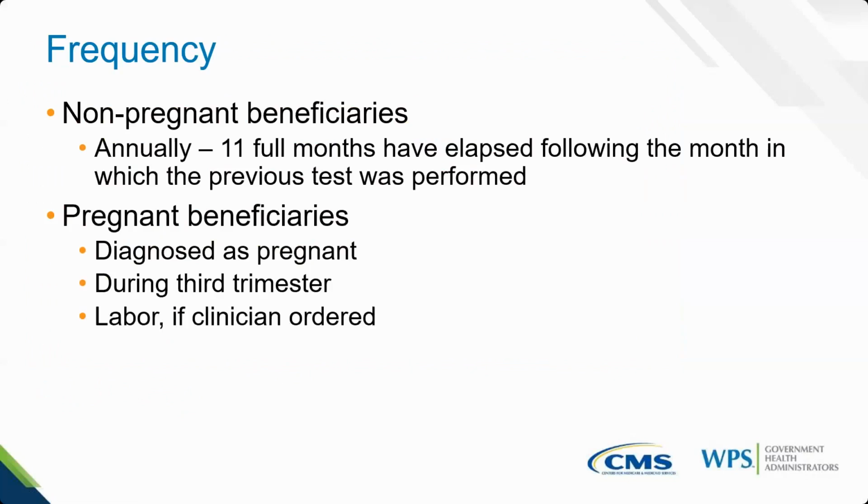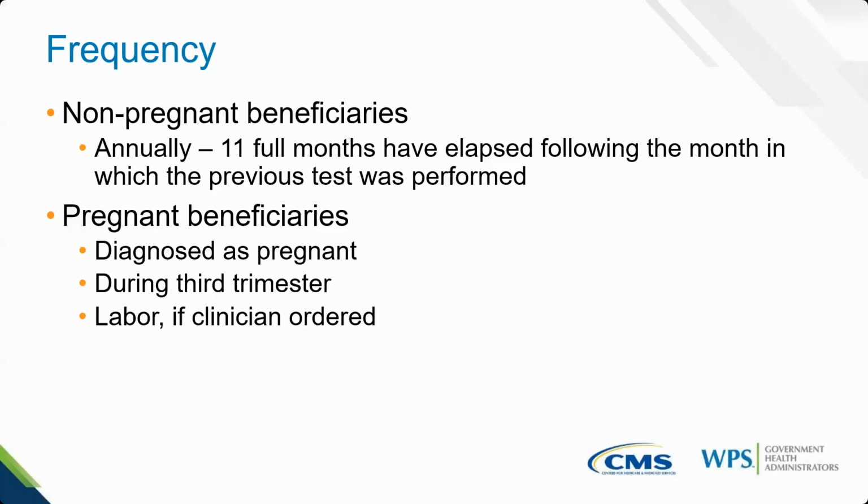I'll take a moment to go into a little more detail regarding frequency. For non-pregnant beneficiaries, regardless of the risk factor, HIV screening is covered annually. So that's 11 full months have to have passed following the month in which the previous test was performed. So, for example, if the patient received the screening in January of 2023, you would start counting the 11 full months in February. So that means the patient would next be eligible to receive the screening in January of 2024.